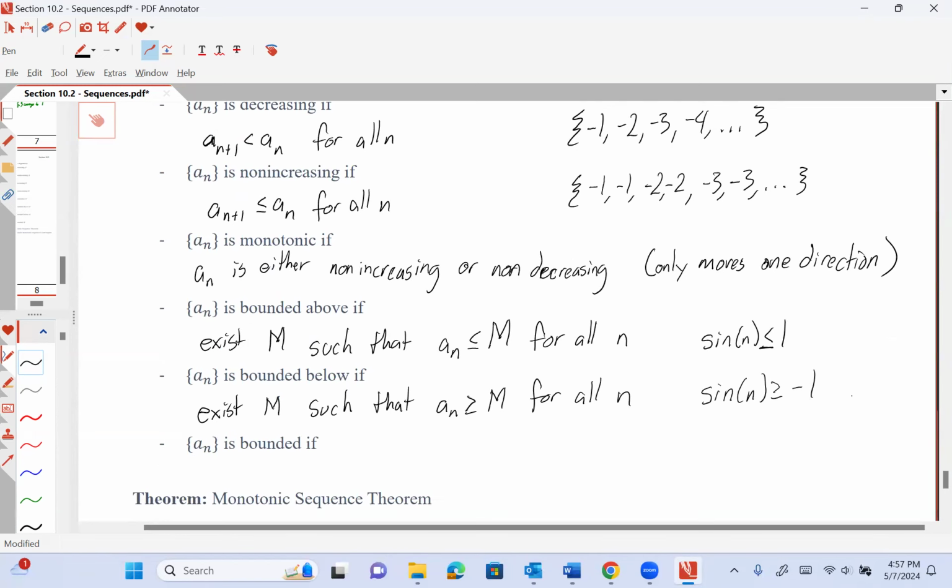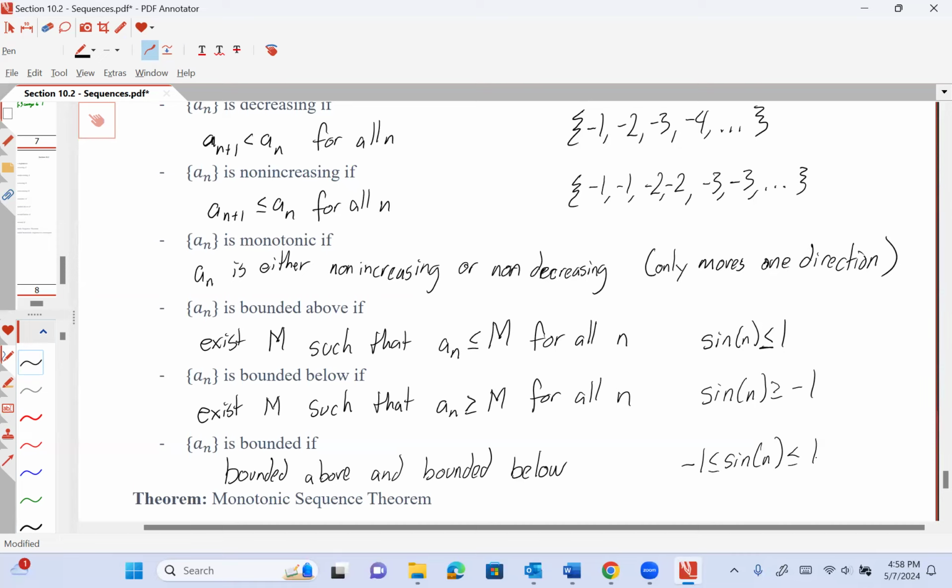And then bounded just means it is bounded above and below. Surprise, surprise. Sine is bounded. It is bounded below and it is bounded above. So sine is bounded, cosine is bounded.